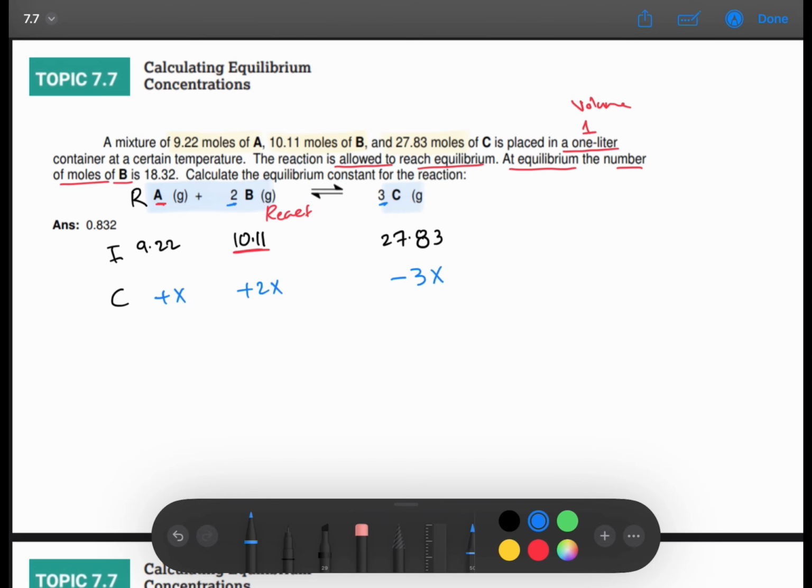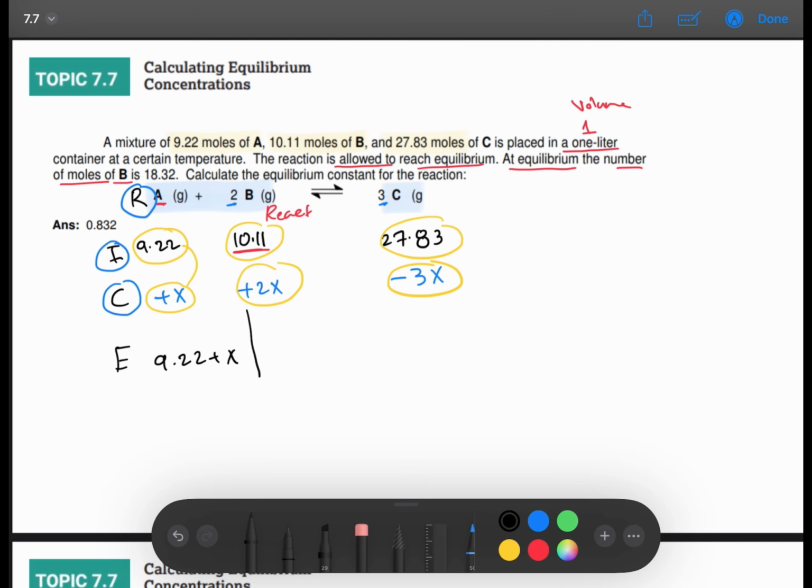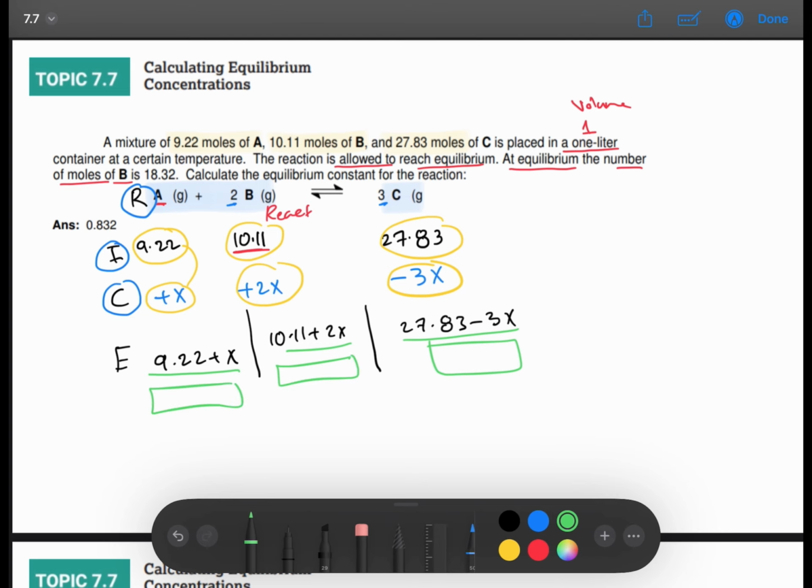Okay, since we have the ICE table, RICE, equilibrium, we have to add x to this magnitude here, and subtract this, as we can see. Now the answer is going to be 9.22 plus x. For B, it's going to be 10.11 plus 2x. And for this one, it's going to be 27.83 minus 3x. Perfect. In order to calculate the values at equilibrium, I need a value here, and a value here. I need to determine the value of x.